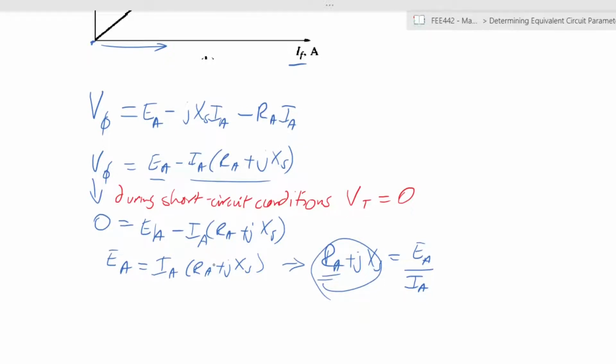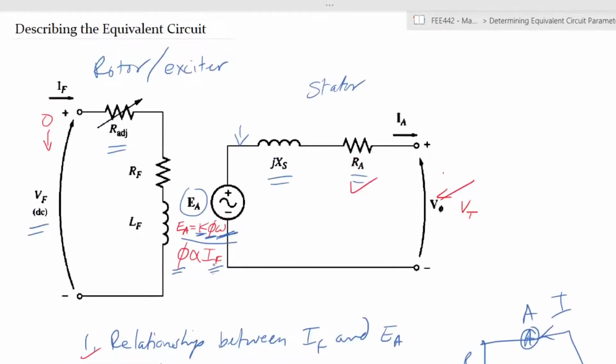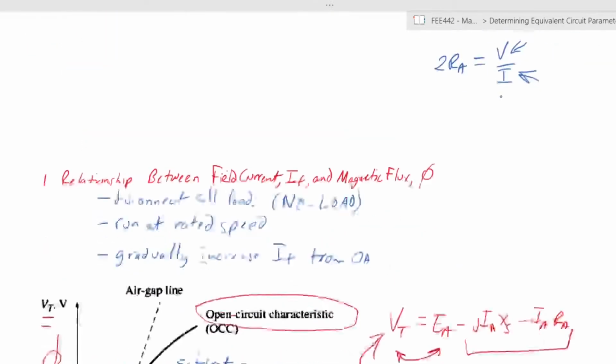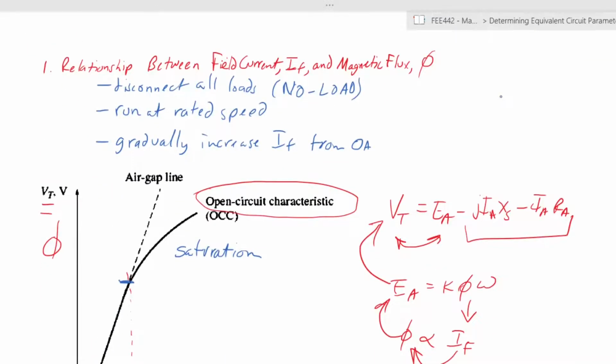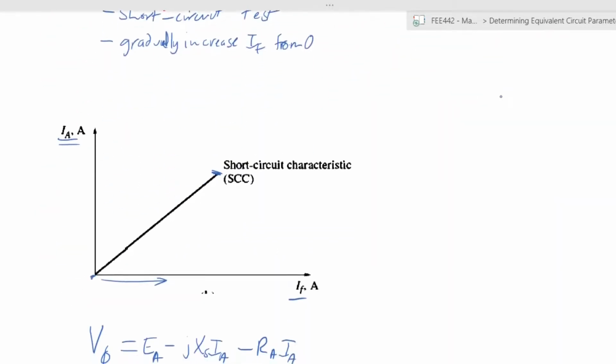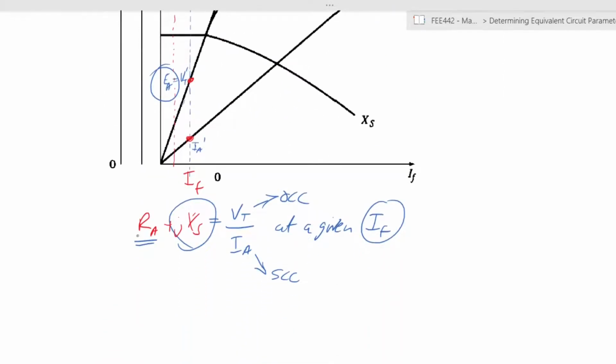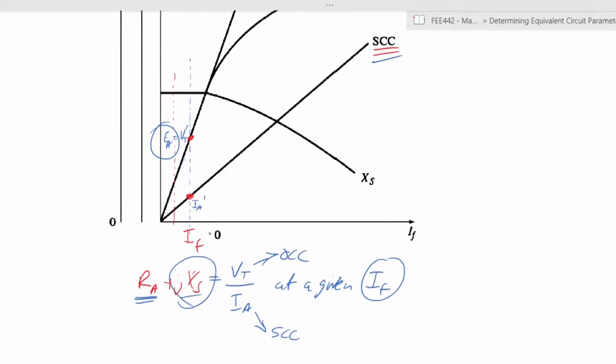So using those three tests, you have the DC resistance, which we used similar to the way we would determine the resistance of any windings of any electrical machine. You have the open circuit characteristic, that is the no load test, and you have the short circuit characteristic when you short circuit the machine. Using all of those, we are then able to determine in turn the resistance and the synchronous reactance.